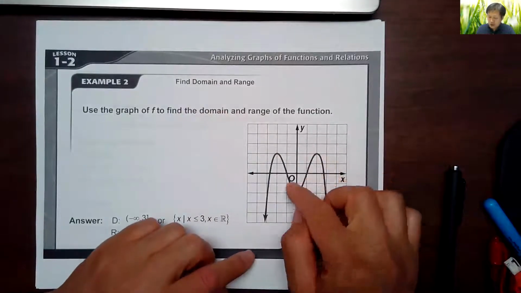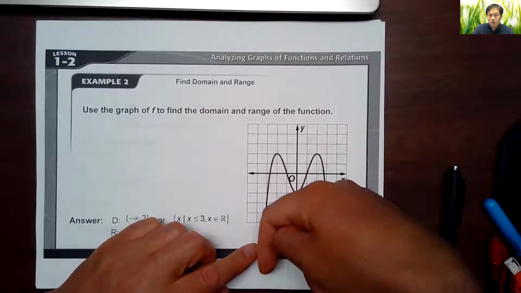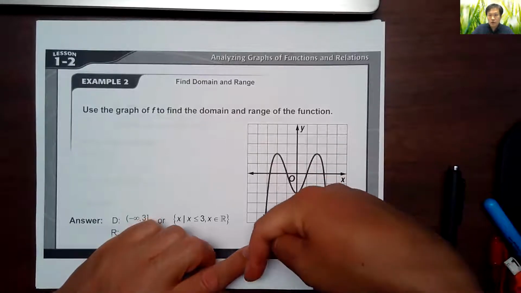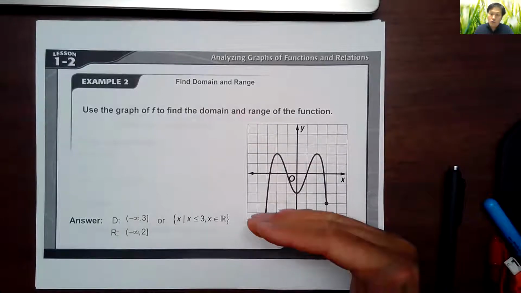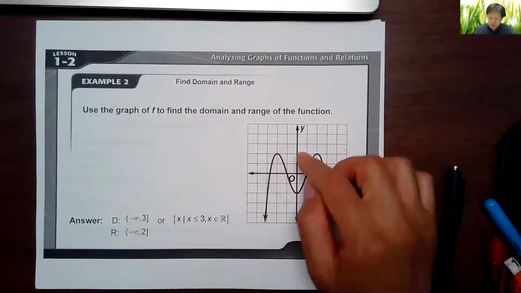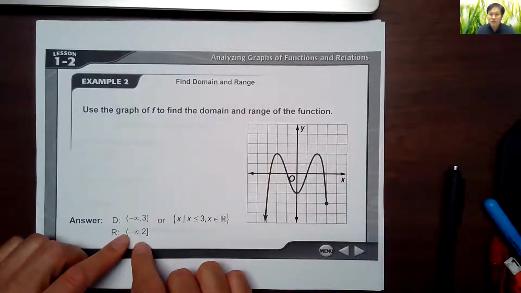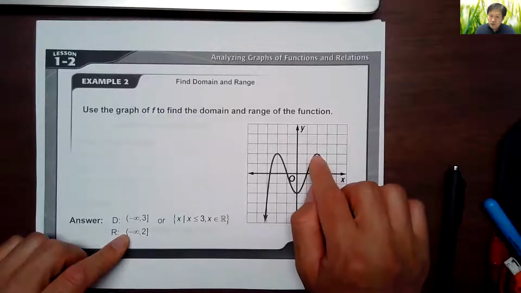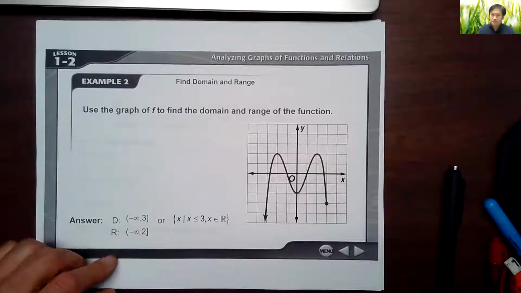So if you look at the graph here, it keeps going down. So what's the lowest point the graph can reach? Forever downward, so minus infinity. What's the highest point the graph can reach? Which is 2. So minus infinity to 2. Infinity, whether positive or negative, always goes with the parenthesis. If you look at the top, there's no hole, so it should be a bracket.